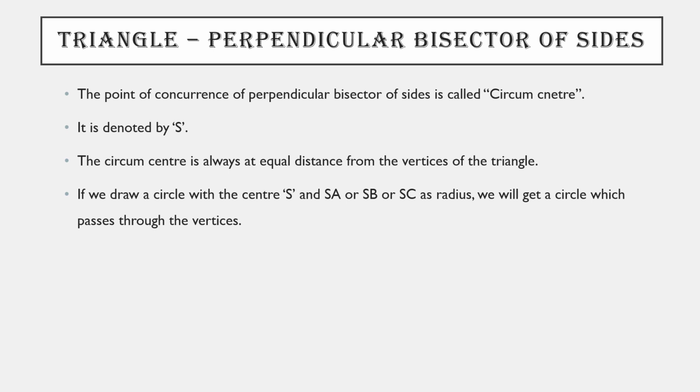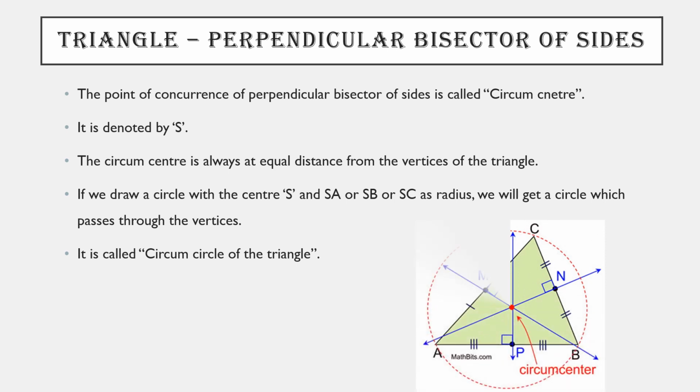So take any one of the three as the radius, draw a circle, then we will get a circle which passes through the three vertices because it is at equal distance. So SA or SB or SC will be the radius. You know that all radii are equal, so you will get a circle which passes through the three vertices. And that circle is called the circumcircle of the triangle.